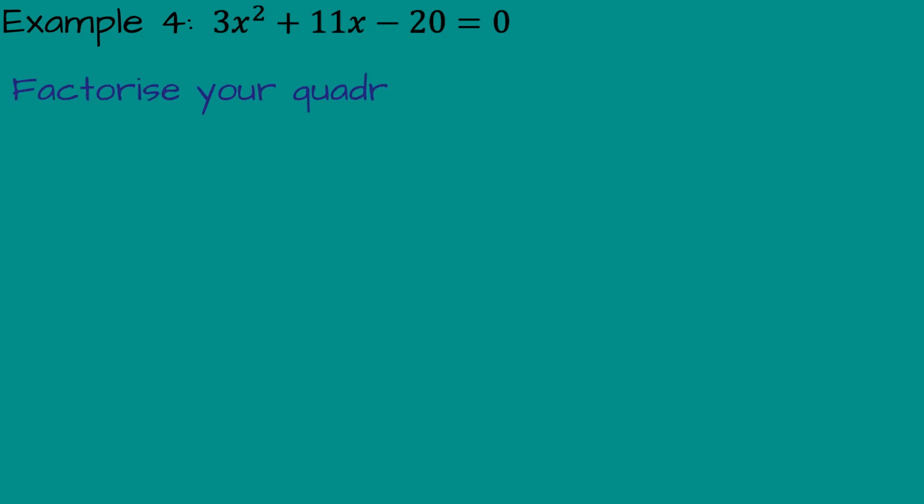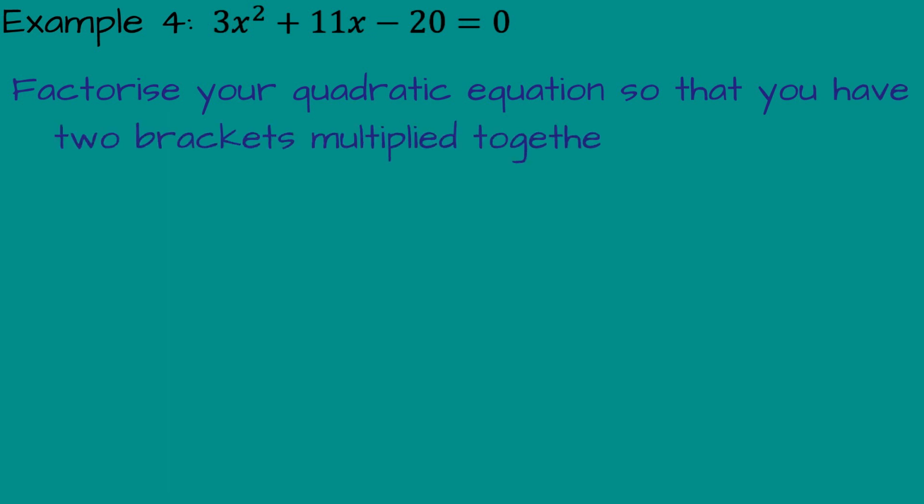Example 4 is more complex. 3x squared plus 11x minus 20 equals 0. Before we solve this equation, we need to factorize it. It factorizes to two brackets, 3x plus or minus a number, times x plus or minus another number equals 0.